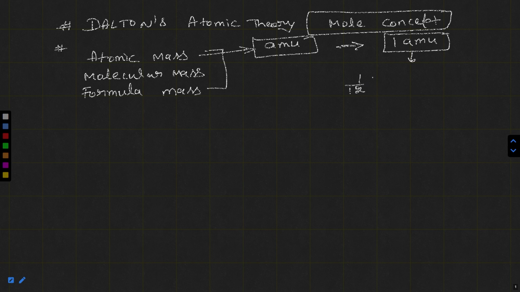So this is very important, you have to remember this 1/12. Again, I am repeating, 1 AMU is equal to 1/12 of the mass of one atom of the carbon-12 isotope. Carbon has three isotopes: carbon-12, carbon-13, and carbon-14. Out of these, carbon-12 is the most abundant isotope in nature, with an abundance of around 98 point some percent. Carbon-13 is approximately 1.01%, and carbon-14 is very little.